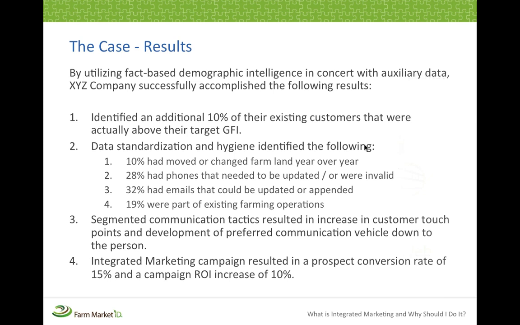In other words, they had individual demographics on their database. So Tom and Bob both had acreage attributed to them, but they're actually farming together. Individually, neither one of them was in that $2 million GFI threshold. Yet when they were aggregated into the farm household, the farm was actually within their target. If they had not done that aggregation, both Bob and Tom would not have been in their communication strategy. There's a lot of value there.